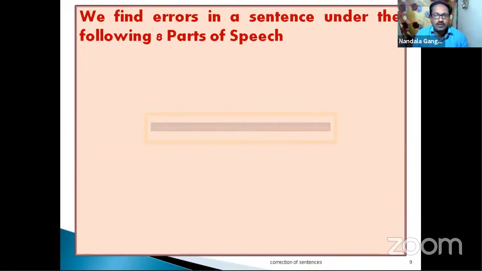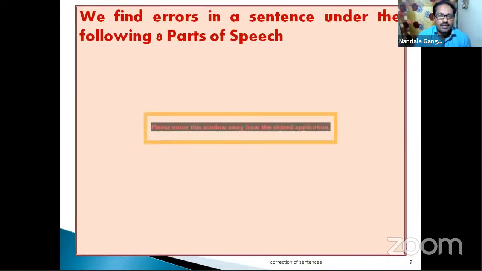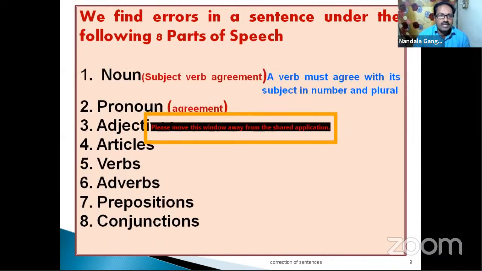First, we find errors in a sentence under the following eight parts of speech. In these eight parts of speech, we may find errors in a sentence. They are noun, pronoun, adjective, article, verb, adverb, preposition, and conjunction.